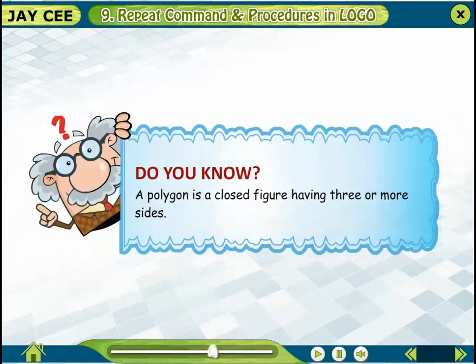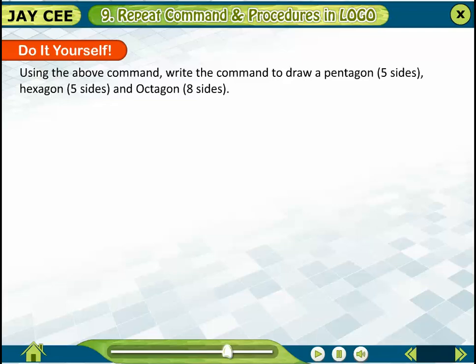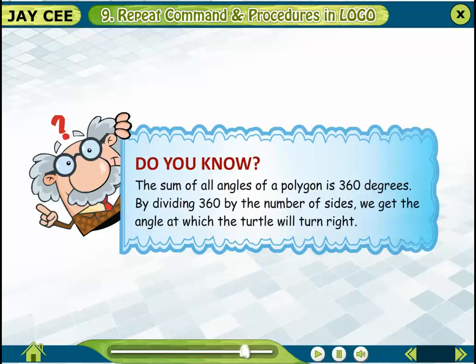Do you know? A polygon is a closed figure having 3 or more sides. Do it yourself. Using the above command, write the command to draw a pentagon 5 sides, hexagon 6 sides, and octagon 8 sides. Do you know? The sum of all exterior angles of a polygon is 360 degrees. By dividing 360 by the number of sides, we get the angle at which the turtle will turn right.